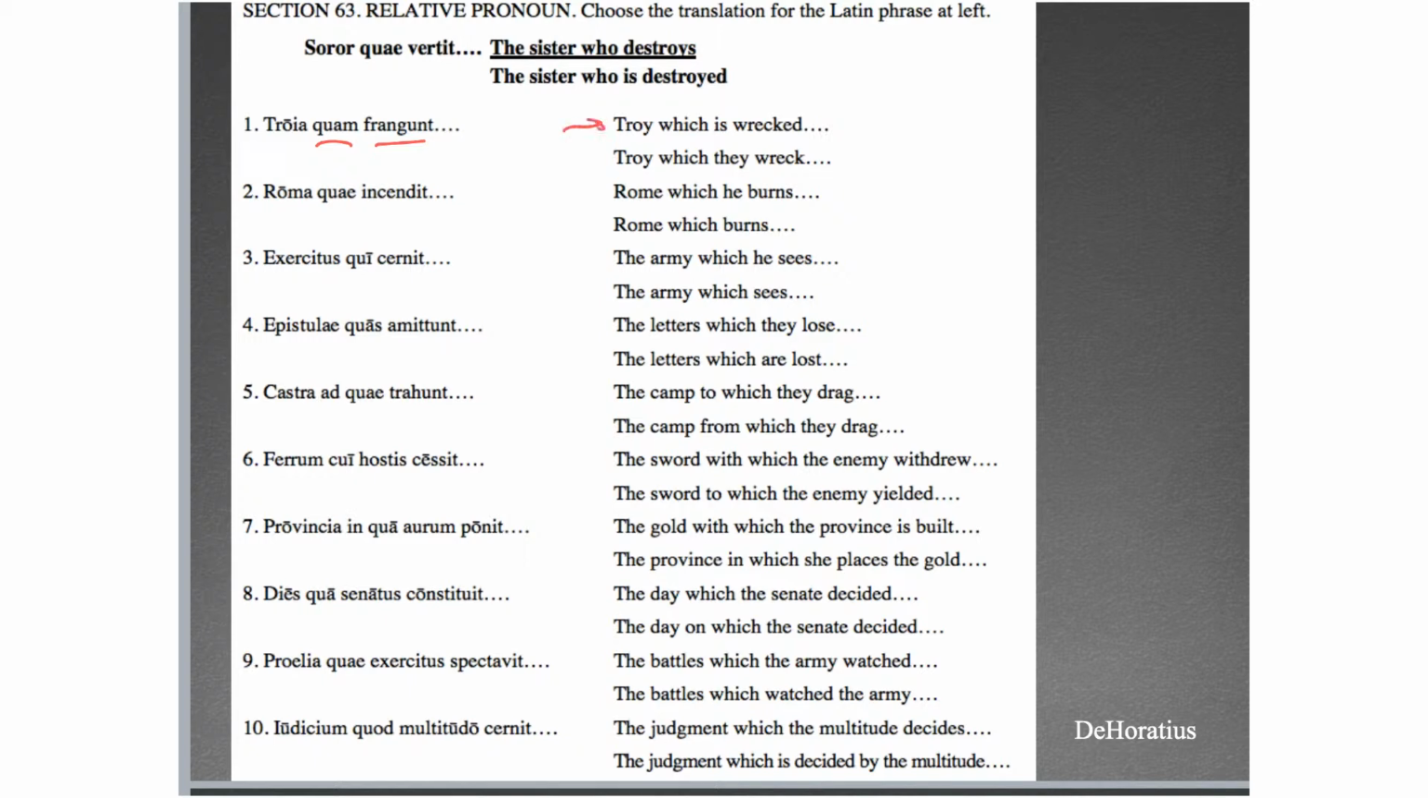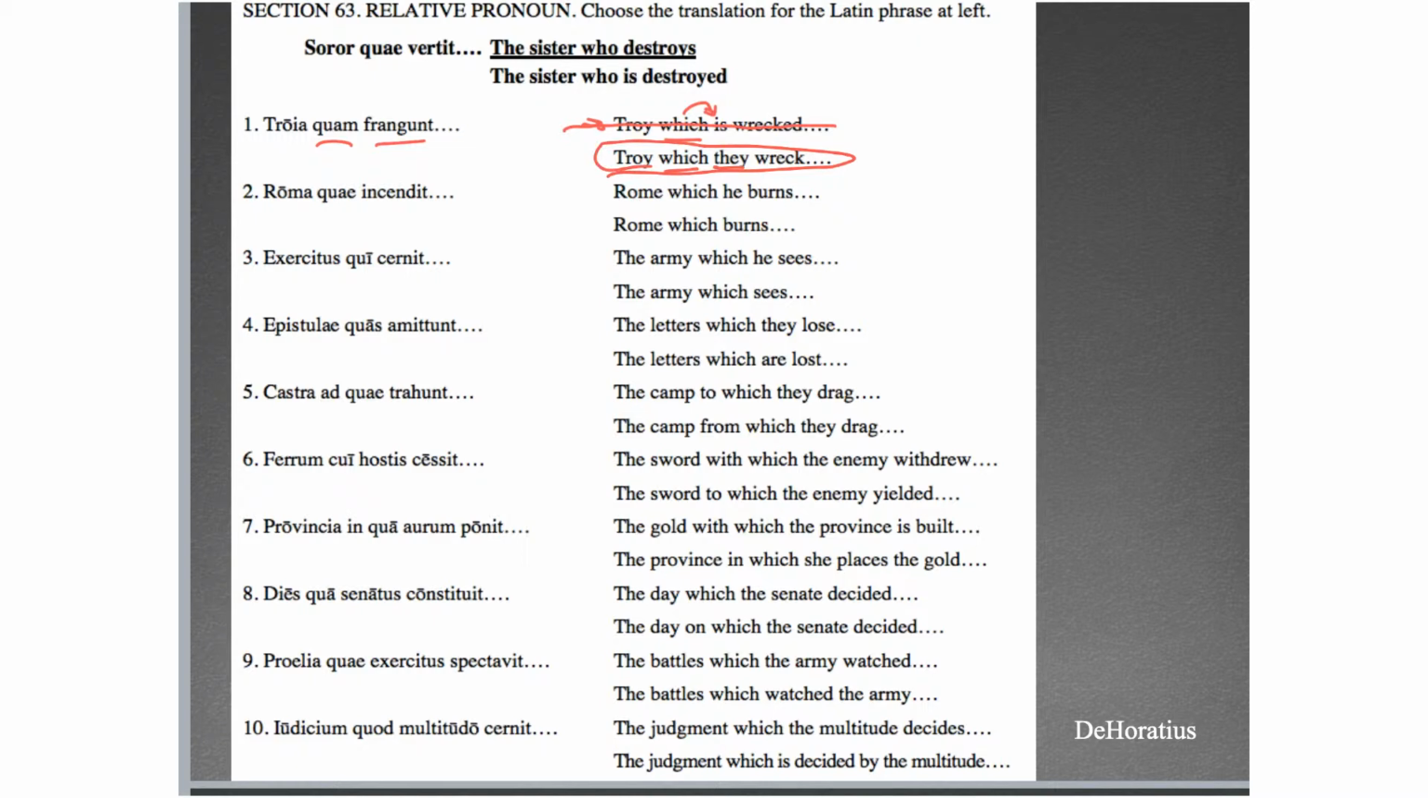You'll note in the first example here, here's your relative pronoun. It goes right to a verb. That's translating it as a nominative, which it is not. That cannot be correct. Note here, there's our relative pronoun, and here's our subject pronoun right after it. Okay, Troy, which they wreck. That is going to be correct because it keeps that quam as an accusative.